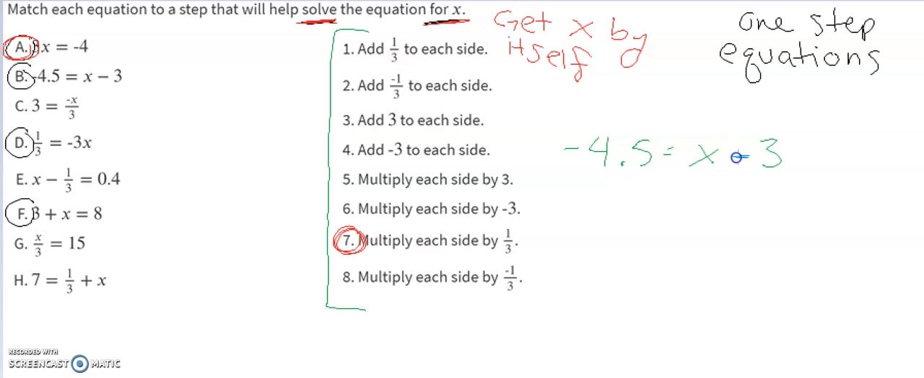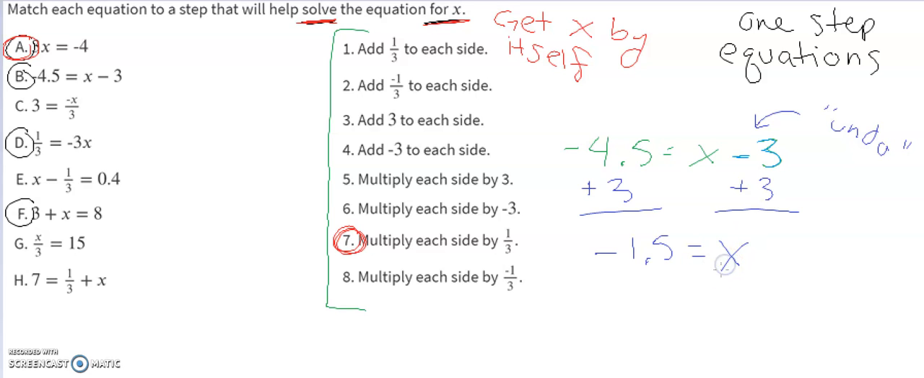All right, so this minus 3, this negative 3, in order to undo it, quote, undo it. Again, I'm using these air quotes and you can't see them, so I have to write them. In order to undo this minus 3, or this negative 3, I have to add 3 to both sides, which would give me a negative 1.5 on the left and my x on my right. So I have successfully gotten the x all by itself.